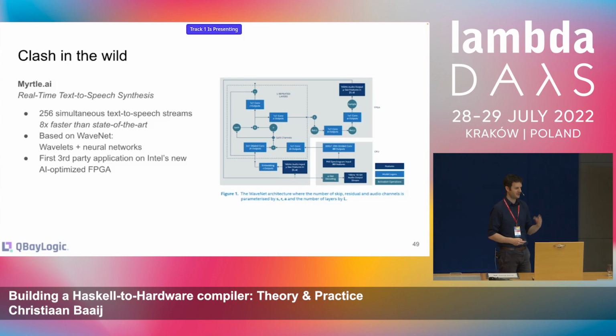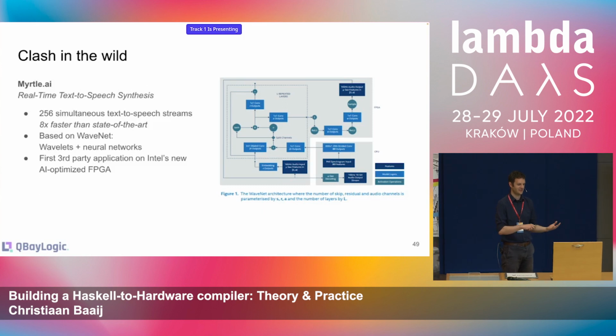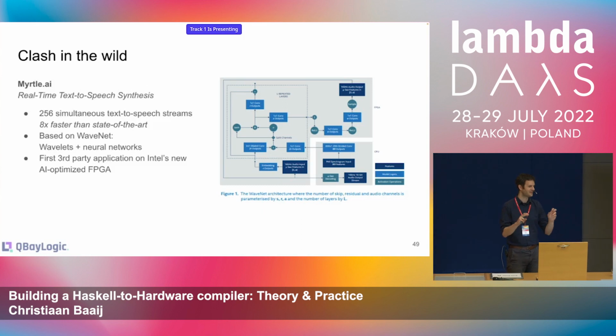On a single FPGA chip, it could do 256 simultaneous streams, which when they developed it was 8 times faster than state-of-the-art on a single chip for this particular neural network called WaveNet. And what was really cool for me was that Intel released a new FPGA that they called AI optimized, which basically means it had native support for dot products.